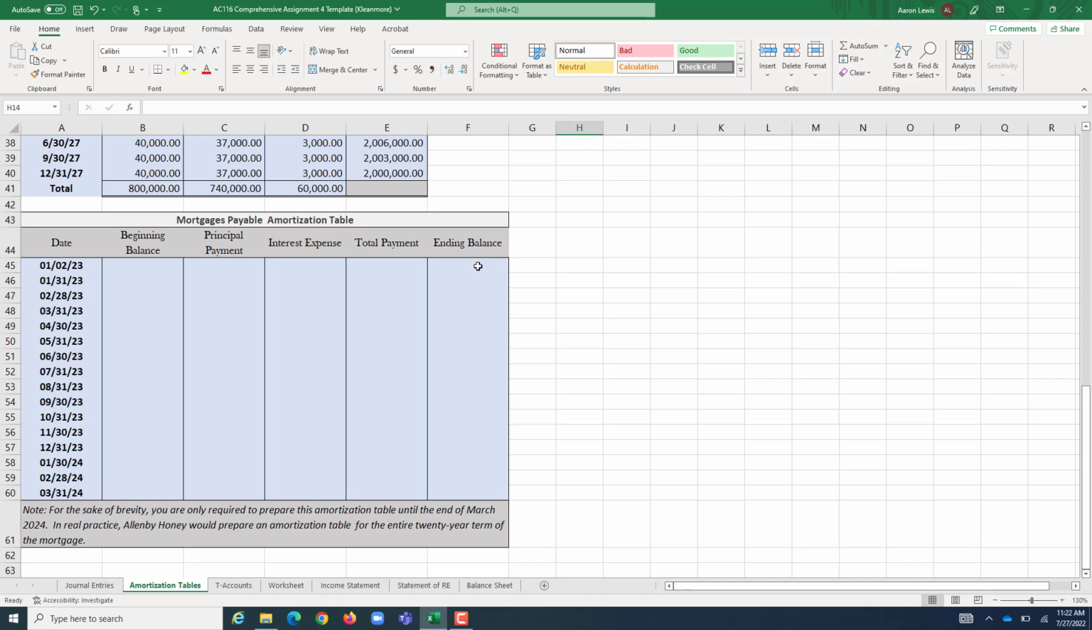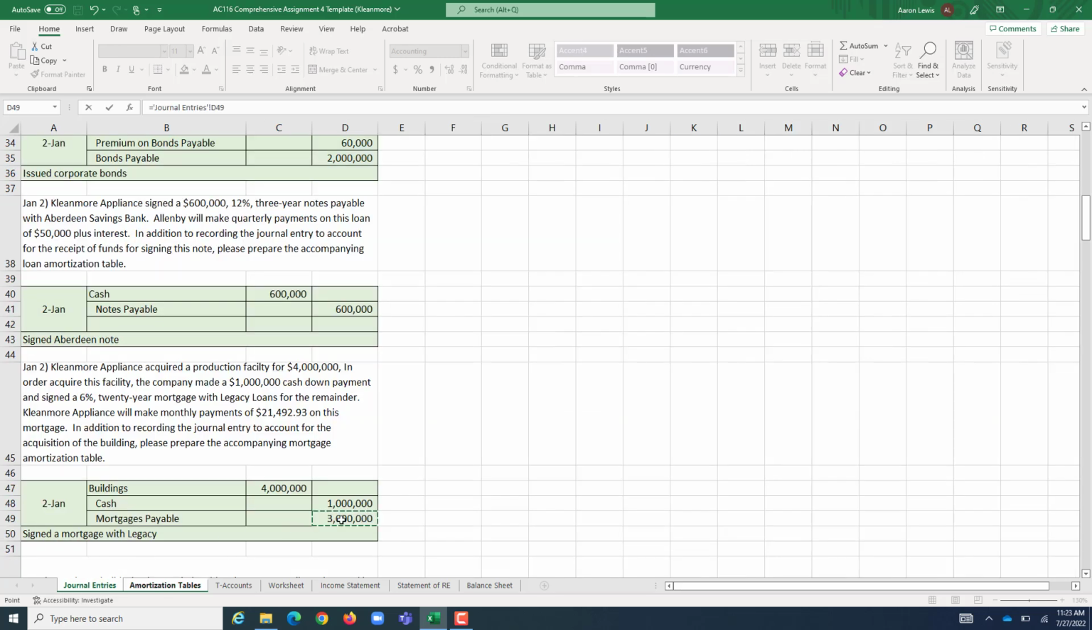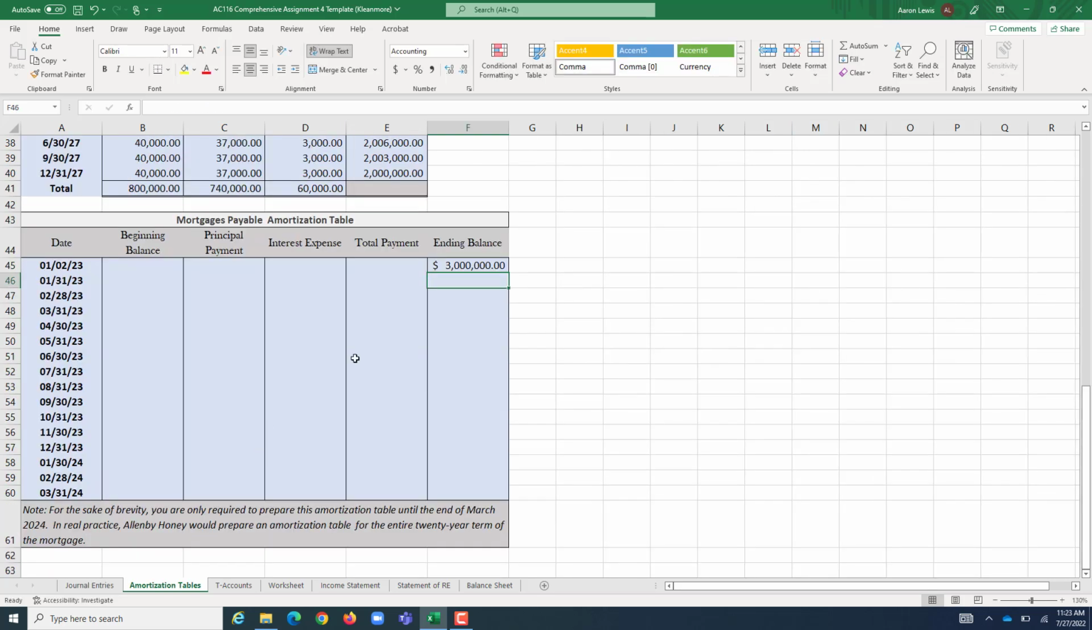So what is the first line? Again, we put the amount that we put the mortgage on the books for as our ending balance on the date that we signed the mortgage. So on January 2nd, 2023, when we signed the mortgage, if I hit equals in this cell and go back over to our journal entries, our mortgage is for $3 million.